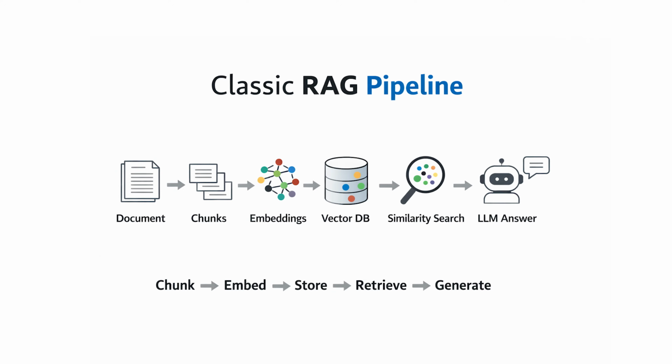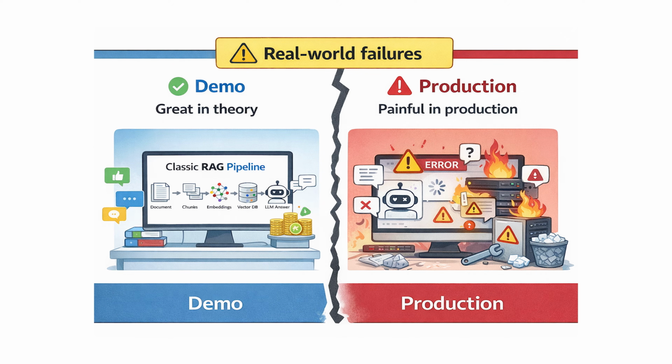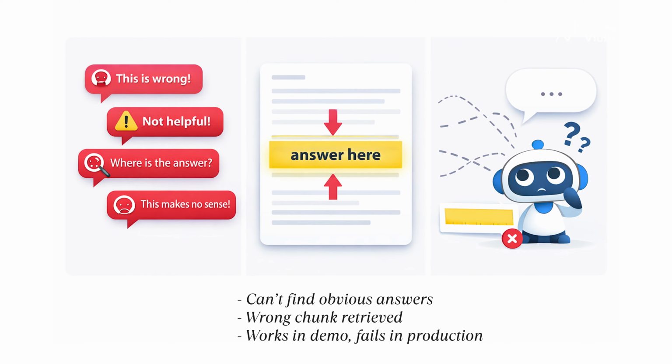Chunk your document, embed them, stick them in a vector database, search by similarity, hand the chunks to an LLM, and you're done. Sounds great in theory, but anyone who has actually shipped a RAG system to real users knows the horror stories. It can't find the answer even though it's right there in the document. It pulls the wrong chunk every single time. It works on the demo but falls apart on real files.